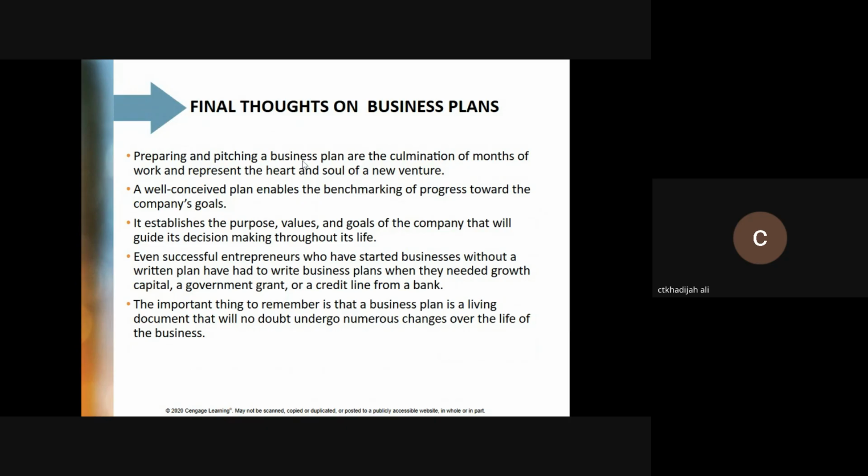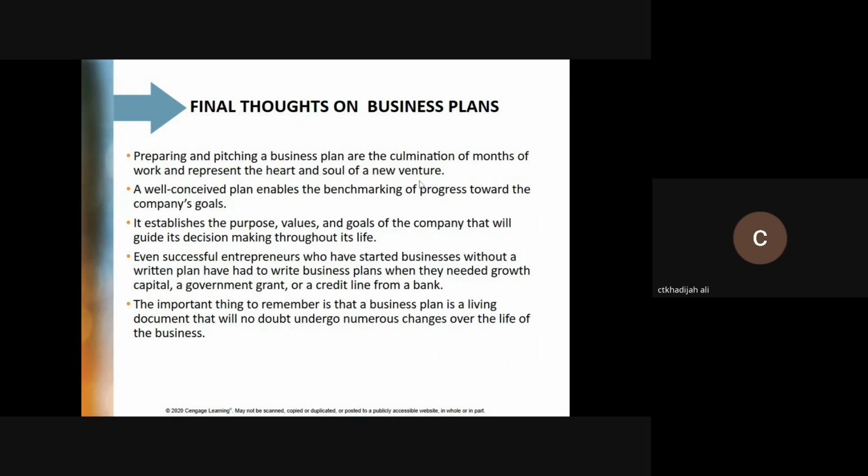Okay. Final thought on business plan. Preparing and pitching a business plan are the culmination of months of work, and represent the heart and soul of a new venture. It must be done together with your team. Establish a purpose, values, and goal. Even successful entrepreneurs who have started businesses without a written plan have had the right business plan when they needed growth capital, a government grant, or a credit line from a bank.